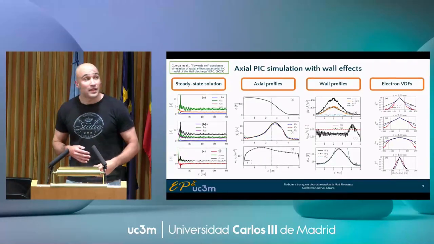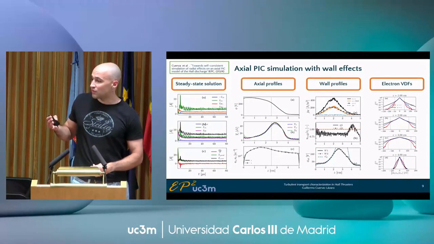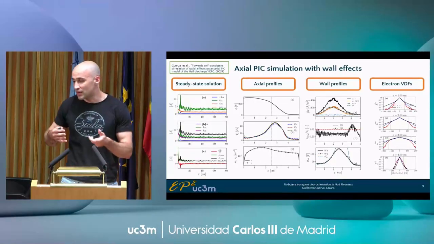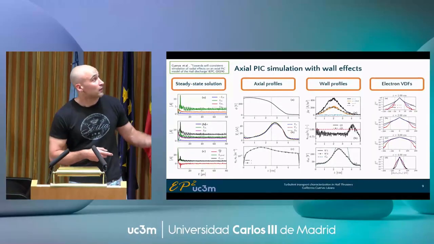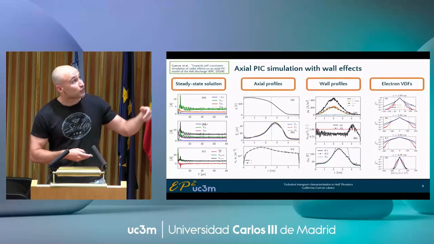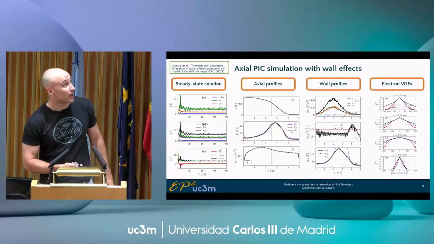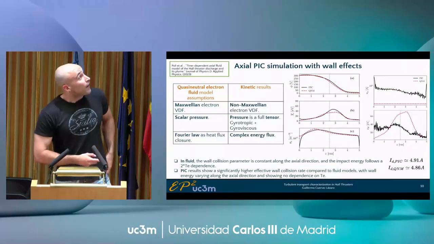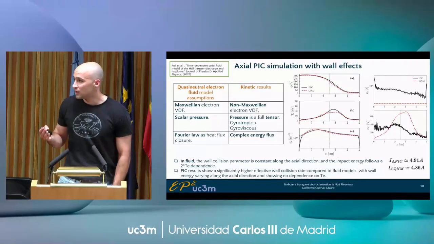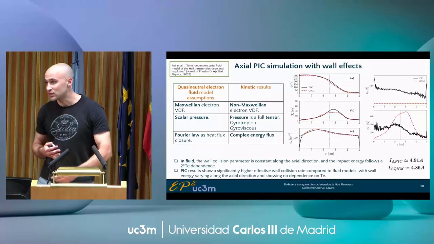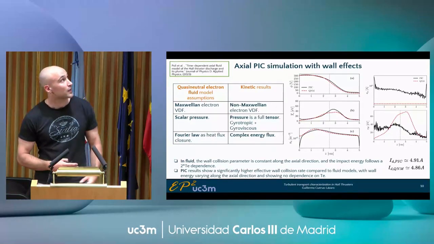I'm not going to go through it, but the idea is that in these profiles you see very similar things to what Alberto sees in his axial-radial simulations, where Picasso is actually solving the radial direction. And these axial profiles, wall profiles, and the electron VDFs resemble what you see in an actual axial-radial PIC simulation. In the axial PIC, we also try to compare with the 1D fluid model, because there are mainly differences between the kinetic results and fluid results, mainly because of the assumptions that the fluid model has that the kinetic one does not.